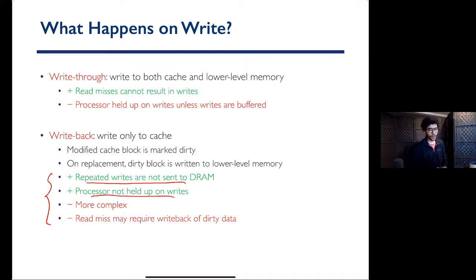The other upside of this is that for every write, I don't need to wait for memory. With write through, I'm writing to cache, which is fast, but I also have to write in memory, which is slow. So I have to wait for that write to happen so that I can continue. Whereas with write back, it's not the case.